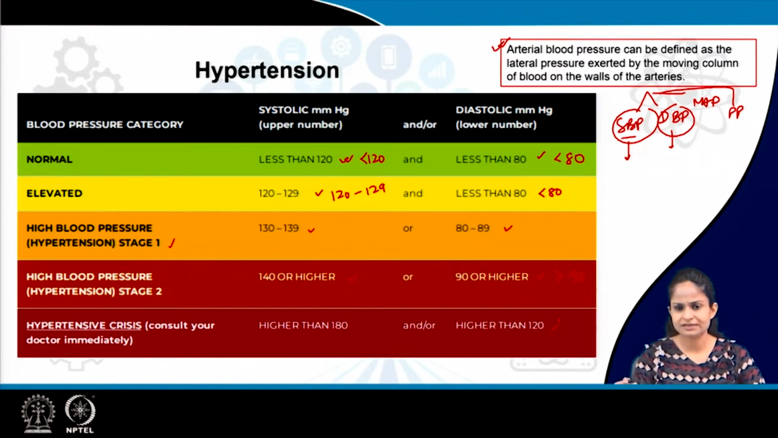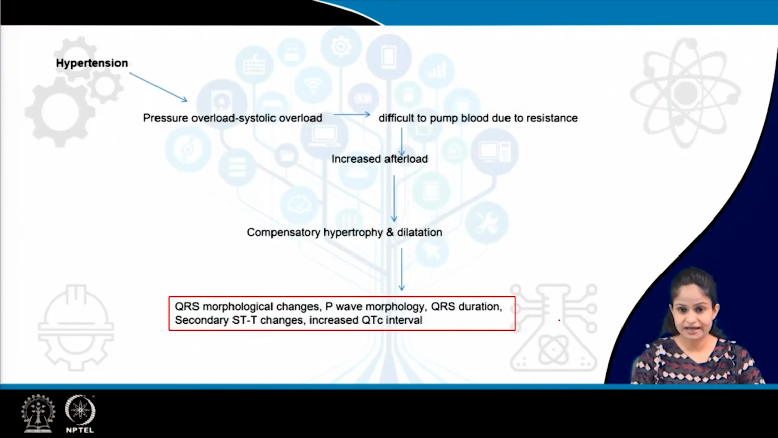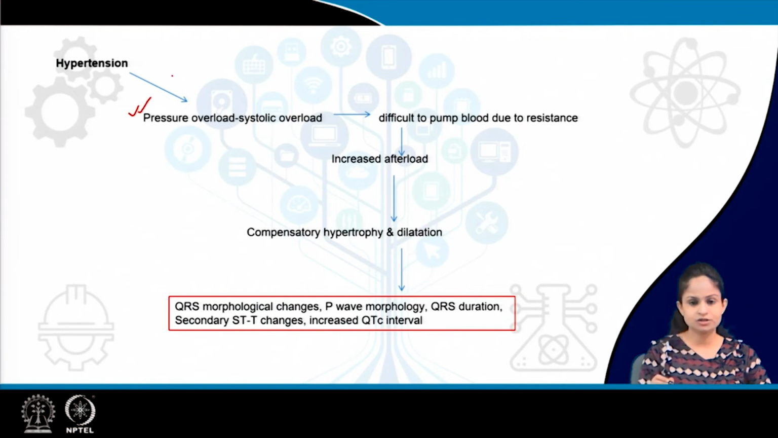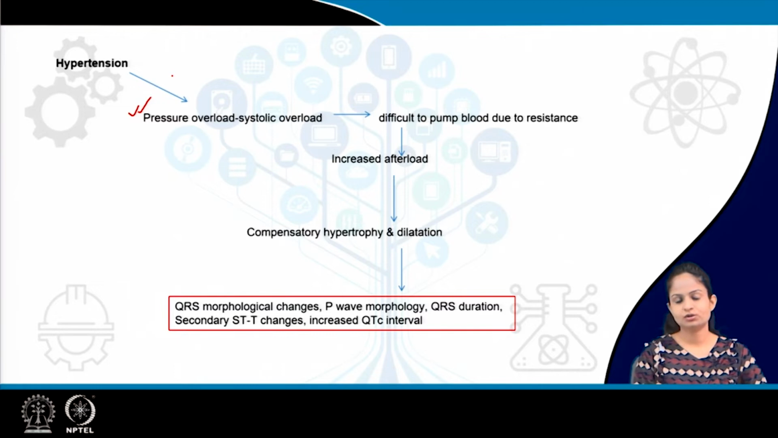Now, based on the different stages of blood pressure, we get to see various changes on the ECG because of the compensatory mechanisms. And what are the compensatory mechanisms? Because of the hypertension, there is a pressure or systolic overload. Pressure or systolic overload means there is an increased afterload.